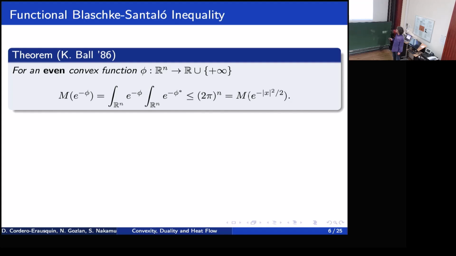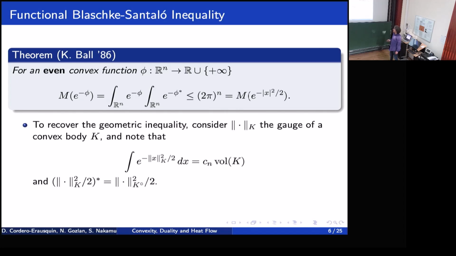And note that x squared over 2 here is indeed the fixed point for the Legendre transform. So the proof by Kisball was to use the geometric form, the Santalo inequality, plus some clever use of the level sets. So it's not a direct, I mean, it's not one line from the geometric, but you can play with the geometric version and some extra observation and get this inequality.